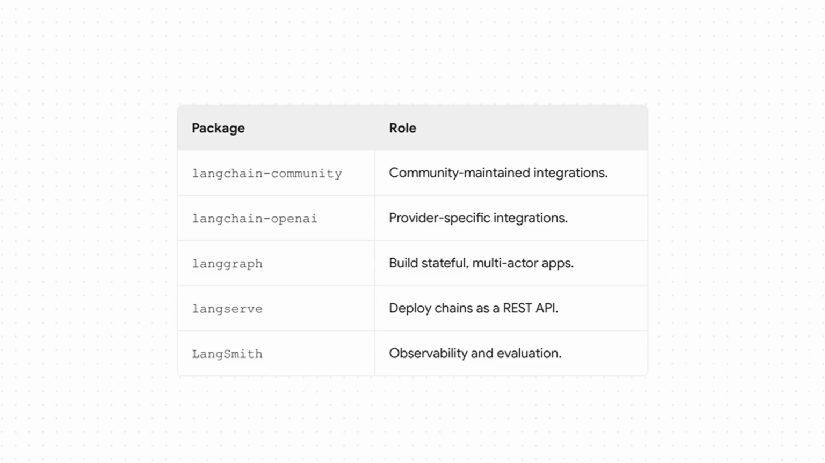And also you have LangServe, which is used to deploy LangChain chains and runnables as production-ready REST APIs. It is designed primarily to work together with simple runnables and primitives defined in LangChain Core.